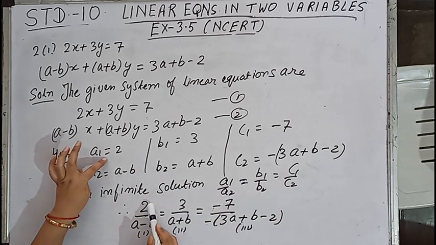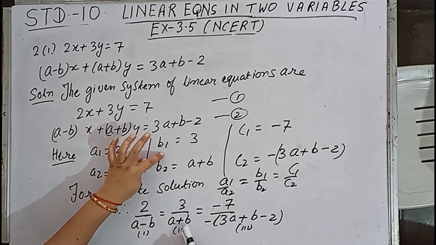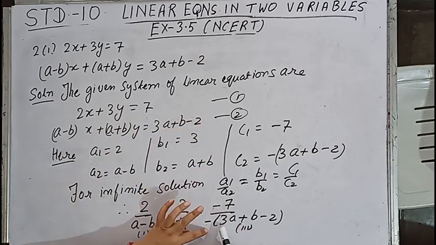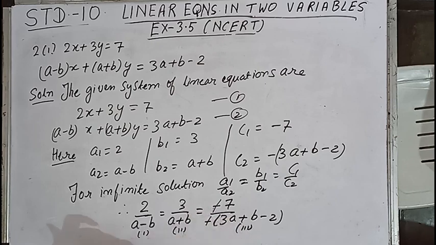Now putting the values, 2/(a - b) = 3/(a + b) = -7/-(3a + b - 2). Let us cancel this negative sign. So now we have three equations over here: 1 equals 2, 2 equals 3 and 3 equals 1. Since the number of variables to be calculated is 2, that is a and b, we will solve any two equations, either 1 equals 2, or 2 equals 3, or 3 equals 1, to get the values of a and b. So let us proceed further.